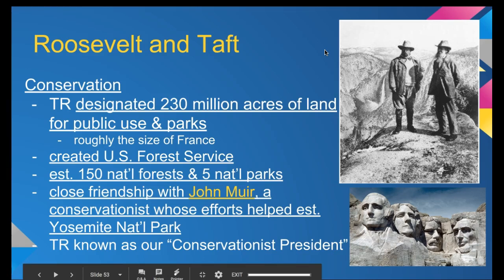He had a close friendship with John Muir, a man who's pictured here. Of course, that's Teddy. And it was John Muir and his efforts that helped establish Yosemite National Park in California. So, if you are a fan of natural parks, of natural resources, of being able to go out and explore our country's beautiful resources, you can thank Teddy Roosevelt.